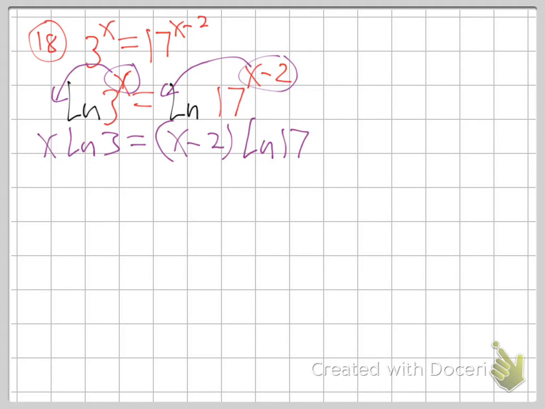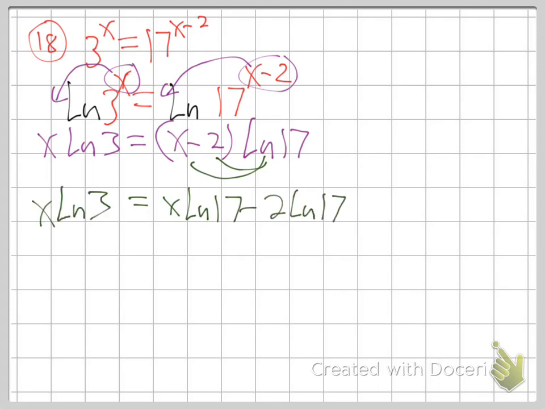Now what are we going to do next? Yeah, distribute through those parentheses. Boom, boom. So you get x ln 17 minus 2 ln 17. Everybody good there? That ln 17 just multiplied both those. Now what? Yeah, good. Remember how to handle it. We've had it a few times. You'll definitely have it in calculus a lot.